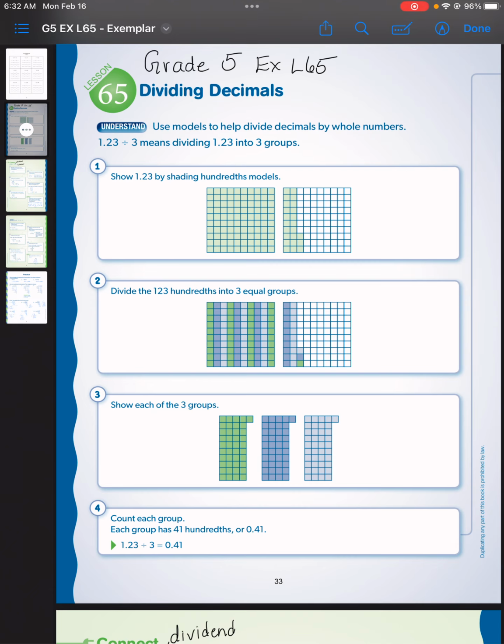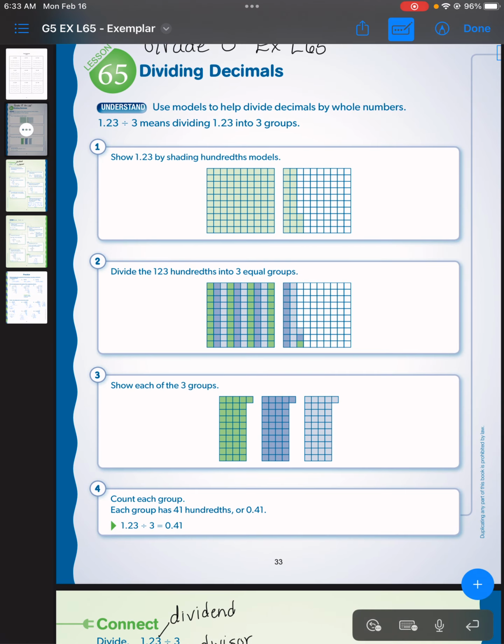That means I am taking 1 and 23 hundredths and dividing it into 3 groups. So first I need to show 1 and 23 hundredths. And then I need to divide it into 3 equal groups. What you see here is that it's divided into 3 groups based by color. So don't let that confuse you. That is being divided by color.